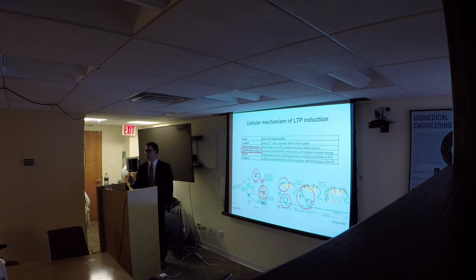LTP is hallmarked by insertion of excitatory AMPA receptors into the area known as the postsynaptic density, which is highlighted here and in this faint yellow color in each of these images. Phosphorylation of the GluR1 subunit of the AMPA receptor increases AMPA receptor ion conductance, which was occurring here. You see this phosphorylation site. And it also increases extrasynaptic receptor priming, which refers to an increase in the number of available AMPA receptors outside the synapse that are primed for incorporation into the membrane, which is being shown here.